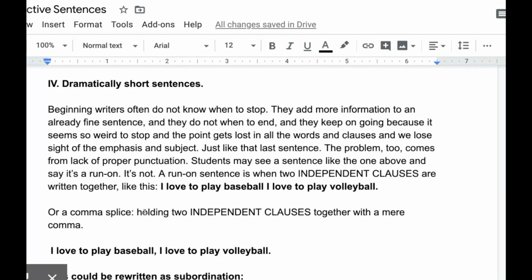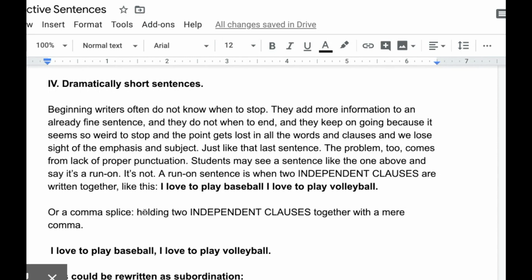Dramatically short sentences. Beginning writers often do not know when to stop. They add more information to an already fine sentence and they do not want to end, and they keep going on because it seems so weird to stop, and the point gets lost in all the words and clauses, and we lose sight of the emphasis and subject, just like that last sentence. The problem too comes from a lack of proper punctuation. Students may see a sentence like the one above and say it's a run-on. It's not. A run-on sentence is when two independent clauses are written together like this.